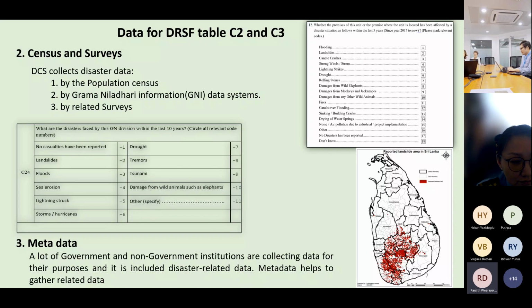And the third one is that a lot of government and non-government institutions collect data for their administrative purposes, and it includes disaster related data. So we hope to use this metadata to help prepare our C2 and C3 tables. Next slide, please.